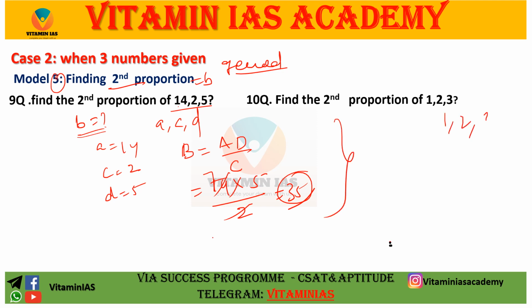1, 2, 3. Here they are asking for the second proportion, so the B value. So don't mention B here. Apart from that, 1 is equal to A, 2 is equal to C, and 3 is equal to D. So just substitute these values into the formula, then you will get the answer.